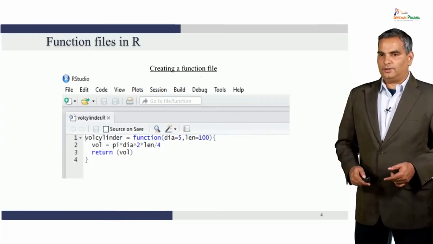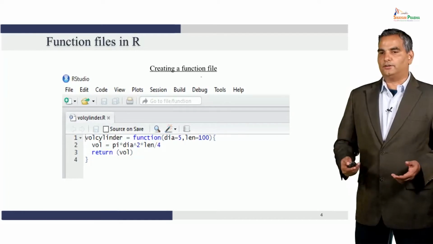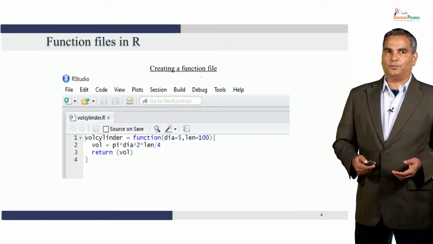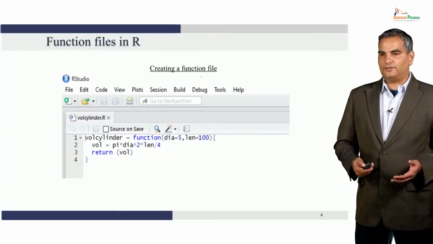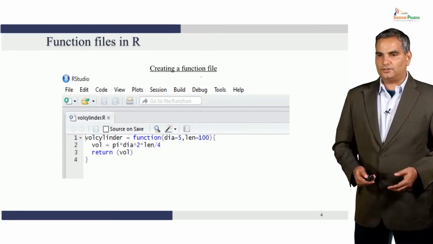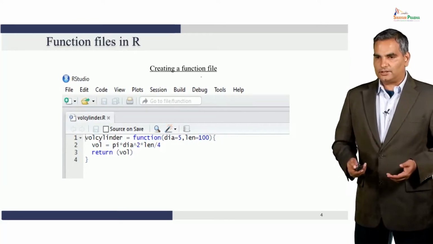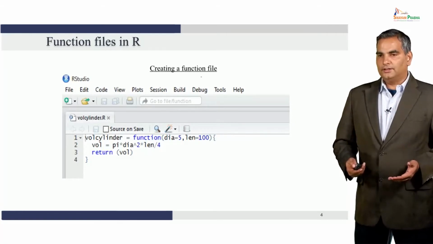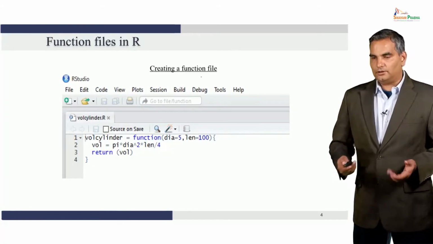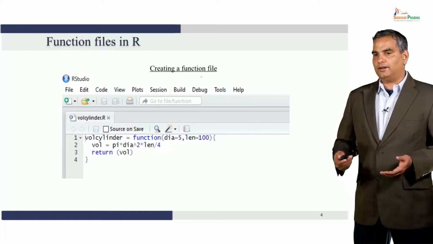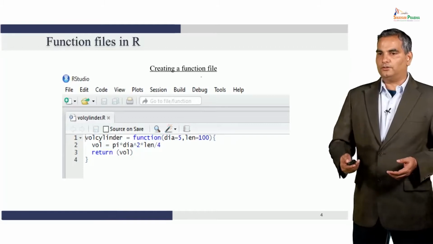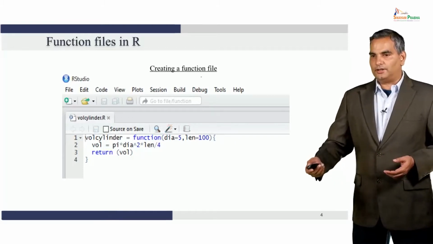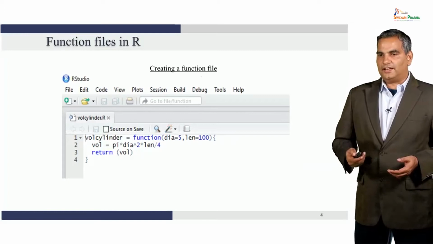So the syntax is very simple. Here we are simply trying to calculate the volume of a cylinder. So you have to define an output variable. Let's define that output variable as volume cylinder. So volume cylinder is going to be a function of the diameter and the length of the cylinder. When we write a function for calculating the volume of a cylinder, the two arguments that we would need are the diameter and length. So in the function definition, we say volume cylinder equal to function, and the arguments are diameter and length.